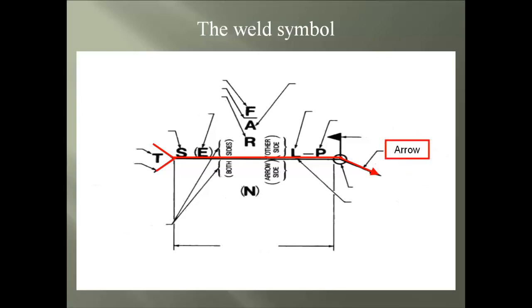The arrow will point to the workpiece that will be welded, and the tail is where special notes or instructions will be placed if the notations do not satisfy the information that is needed to be passed on. Here we see the highlighted section, which is the arrow side of the symbol. And what does that mean exactly?